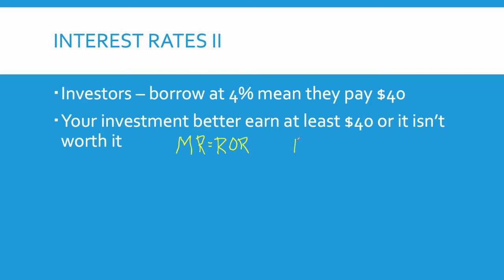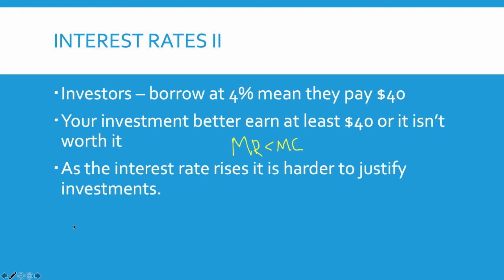And so we're going to compare the marginal revenue, that rate of return, to the marginal cost, which is the interest rate. So what's the relationship between these two? If the marginal revenue is greater than the marginal cost, then good, go ahead with the investment. But if the marginal revenue is less than the marginal cost, in other words, if the rate of return is less than the interest rate, then you're going to have a hard time justifying investing your money in a particular way. And as the interest rate rises, it becomes harder and harder to justify any investment.